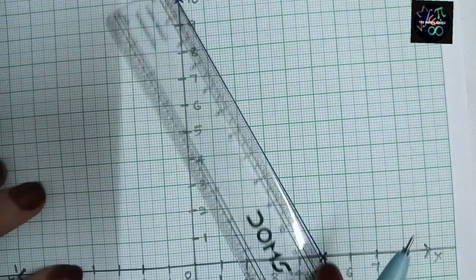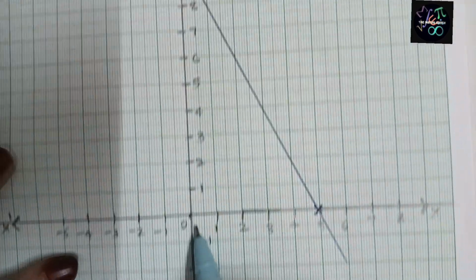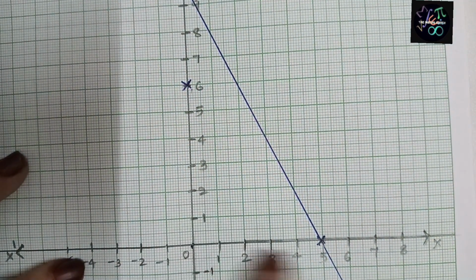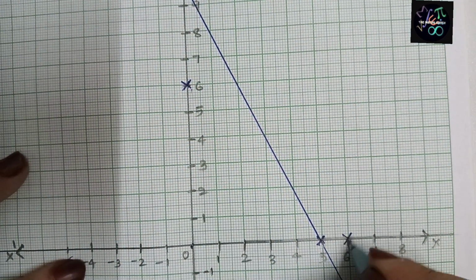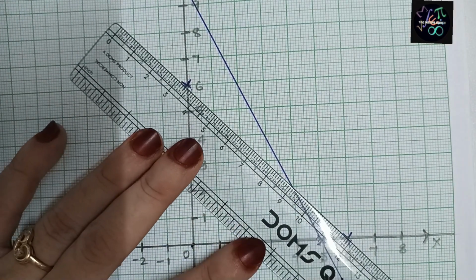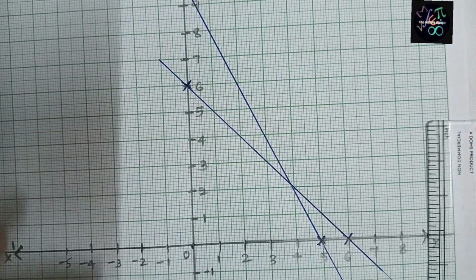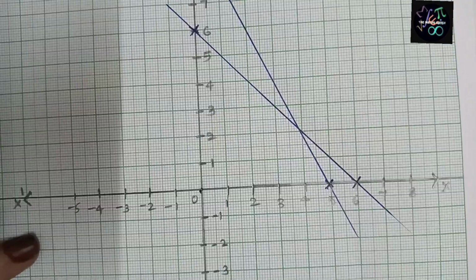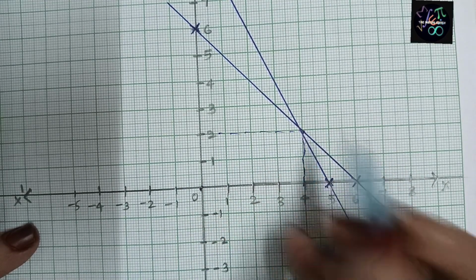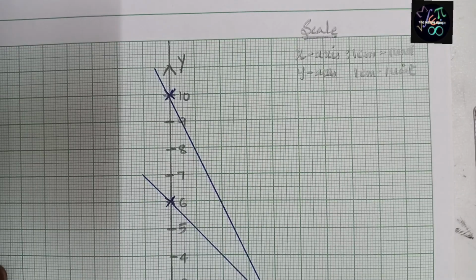Then the next points are x 0, y 6, and x 6, y 0. So the next point is this. Here we have to draw the line this way. In this way we get the point of intersection. How to solve? The x value we got is 4 and the y value we got is 2. In this way we have to do the graph, and we should not forget to write the scale.